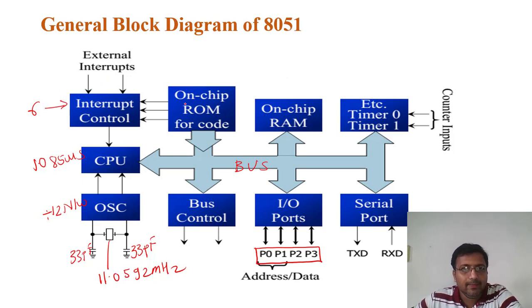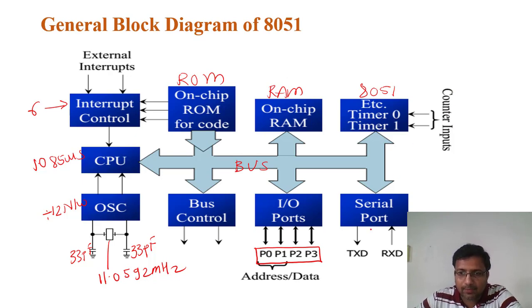We have on chip ROM, where the code is stored, and on chip RAM is also available. There are 2 timers for the 8051, and for the 8052 there are 3 timers. We have here timer interrupt control pins.